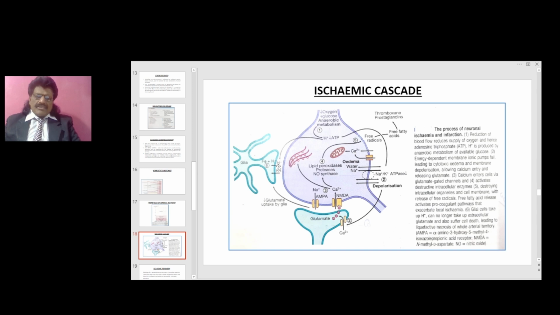Then finally, the sixth point is that glial cells take up hydrogen ions, can no longer take up extracellular glutamate and also suffer cell death, leading to liquefactive necrosis of the whole arterial territory. So this is the ischemic cascade, the chain of events following ischemia.